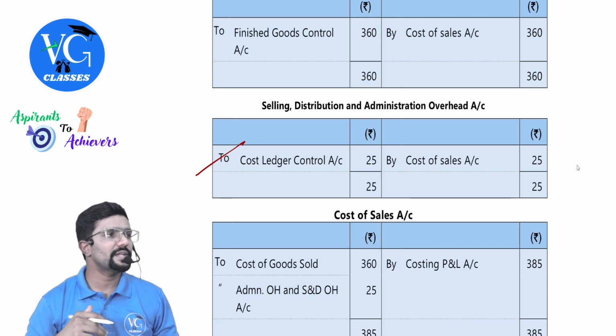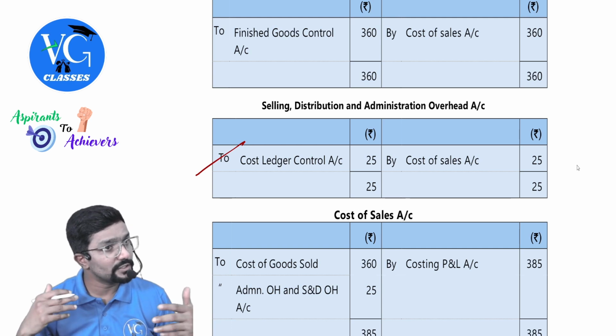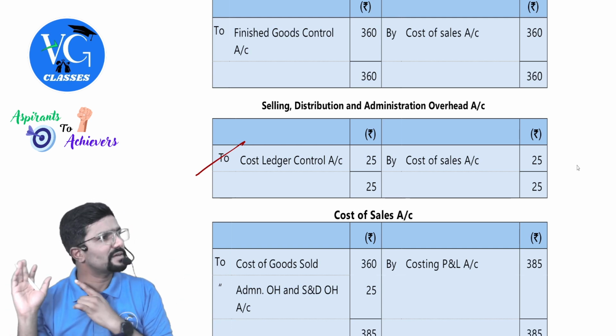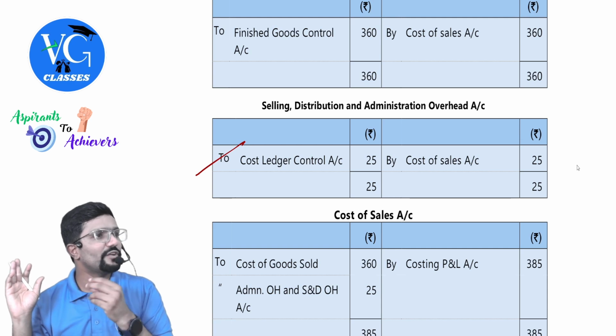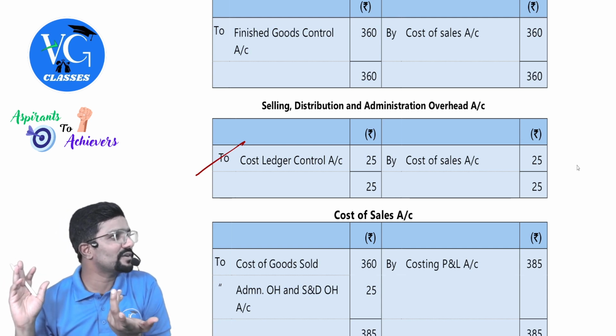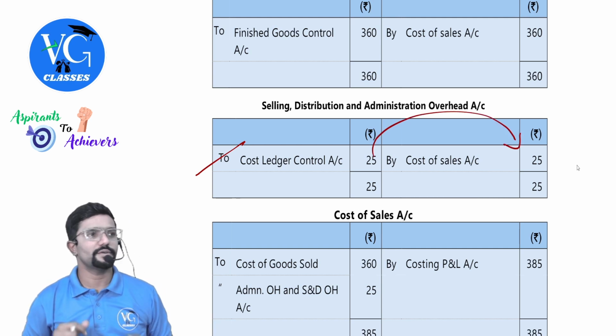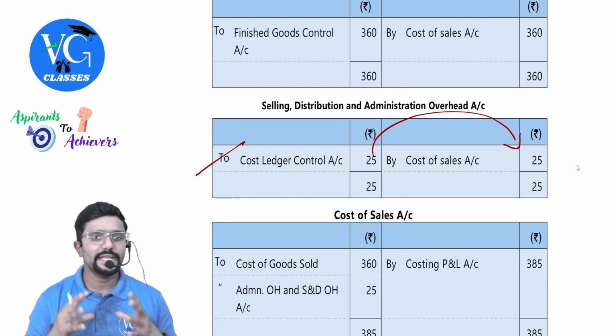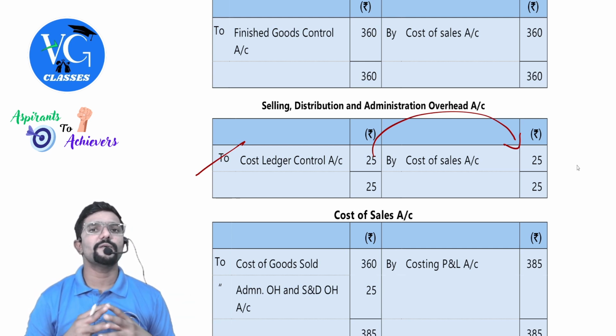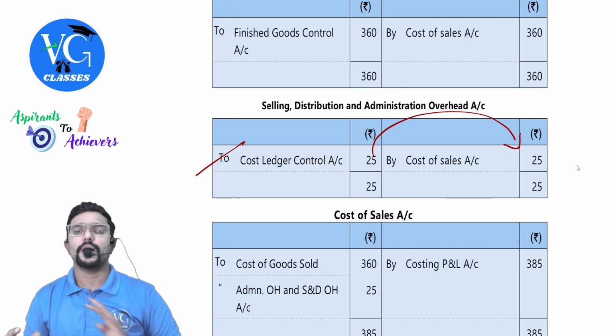Now, guys, they have not given anything about absorption, but assume the entire amount is absorbed. Why is that? Because they are making sales. For making sales, we should know the cost of sales, cost of goods sold and all. So we are assuming the entire amount is absorbed. Give a note for it: selling, distribution, and administrative overhead incurred is assumed to be absorbed.